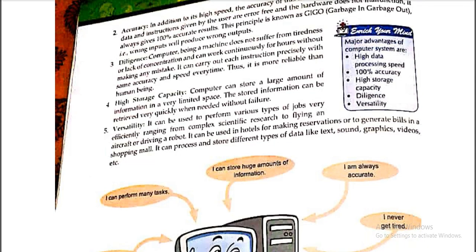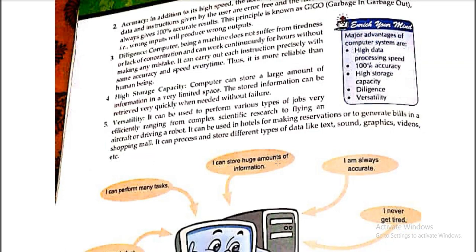The next one is diligence. Diligence means suppose a human is doing work continuously for a long time. It is human tendency that he will become tired after some time, or lose concentration after some time. But a computer can do its work for a long time without getting tired. So this is the meaning of diligence.